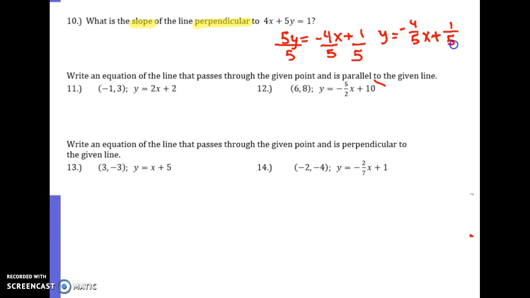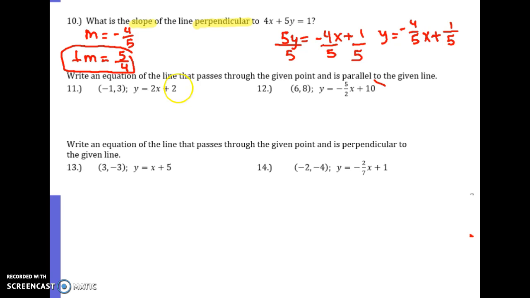All right, so if our slope is -4/5, our perpendicular slope is actually going to be +5/4. We take the reciprocal and the opposite. So there's our answer.